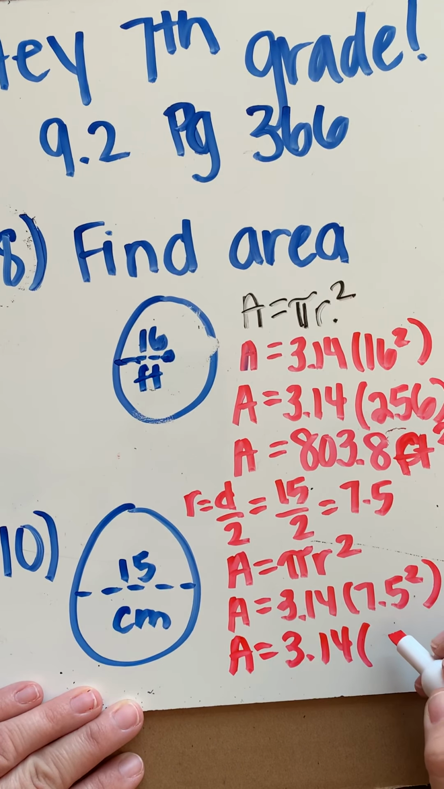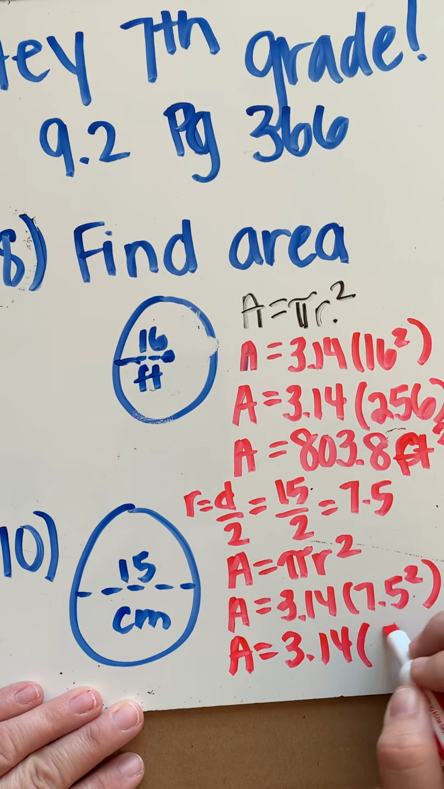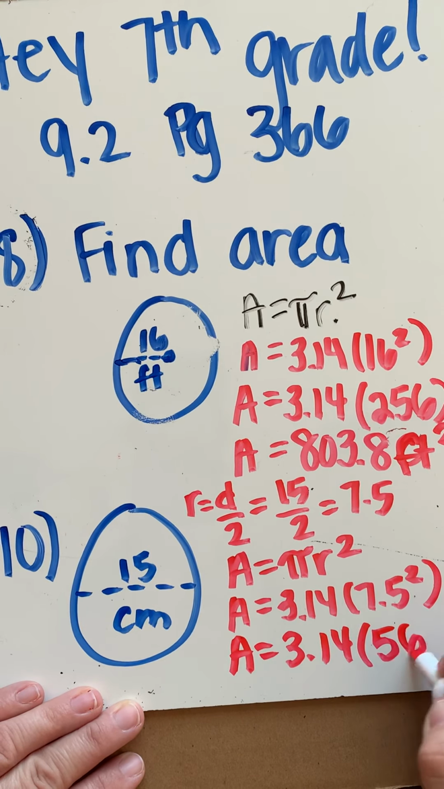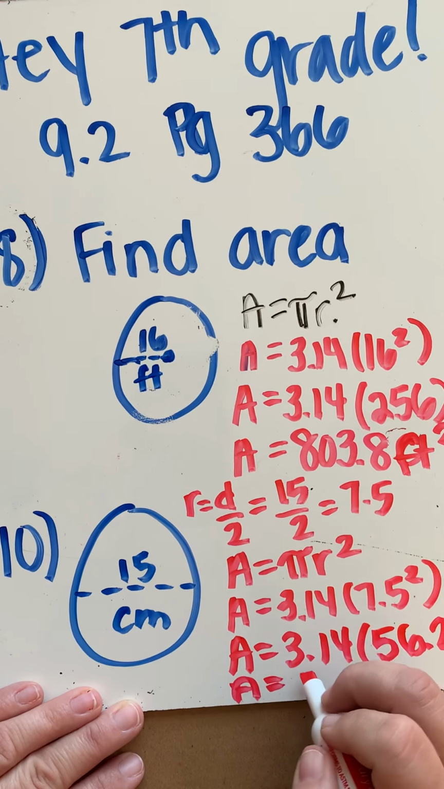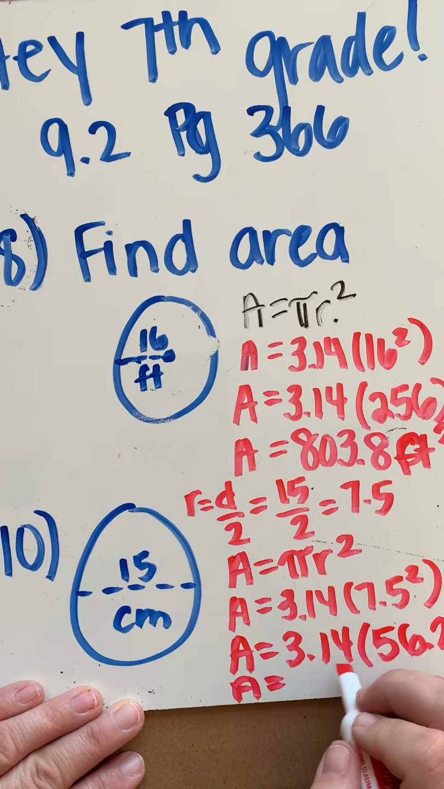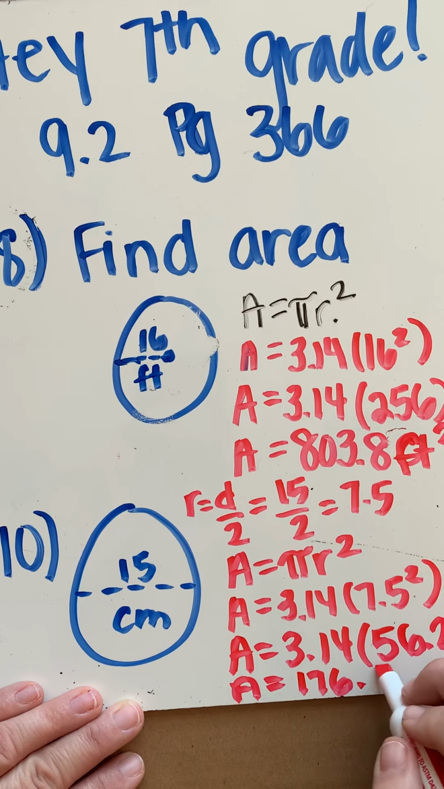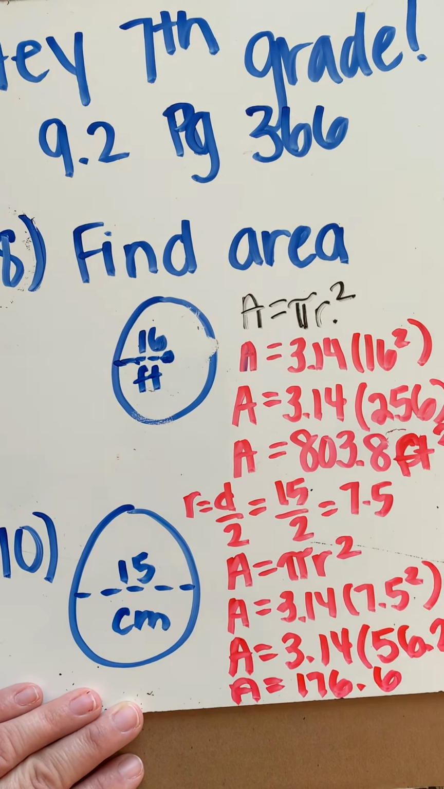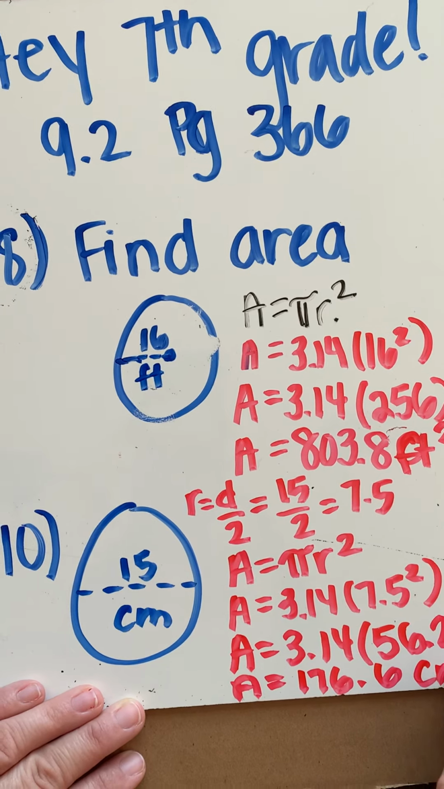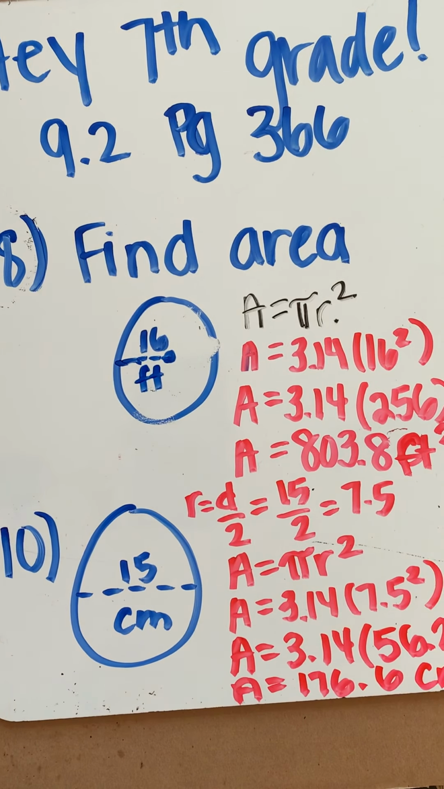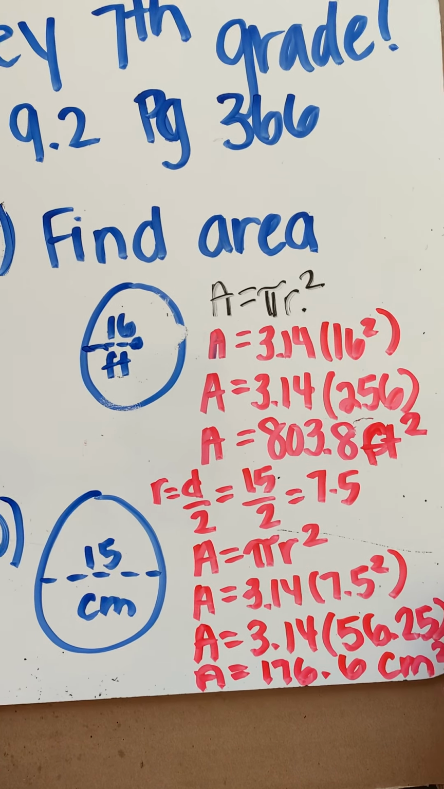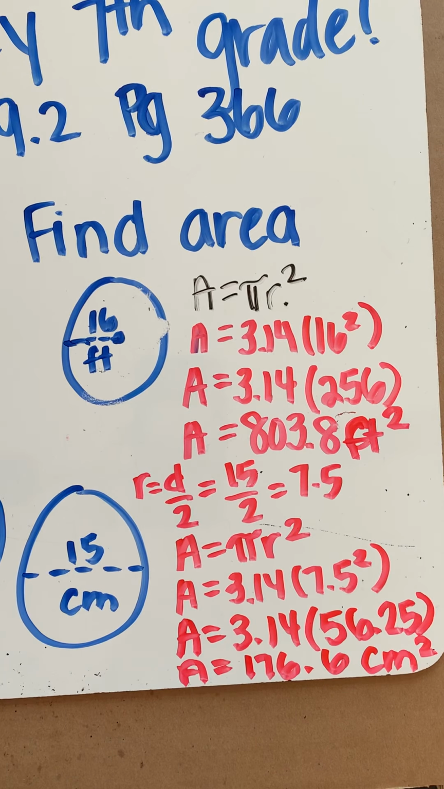3.14 times 7.5 squared. 7.5 squared is 56.25. When you multiply these two numbers together, you get 176.625. So I'm going to round it to 0.6. Your answer should have been 176.6 centimeters squared for number 10.